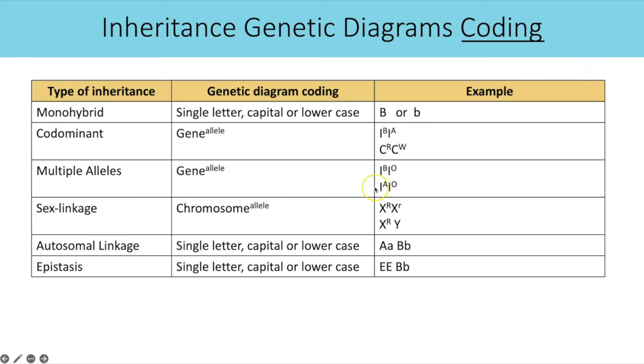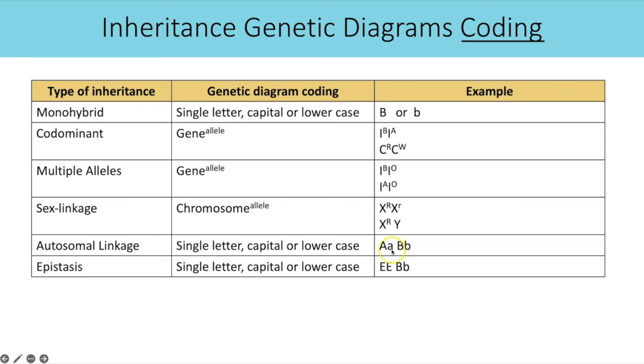We have to do the same thing in multiple alleles because you have more than 2 alleles for a gene. Therefore, we can't just do capital and lowercase with the same letter. So that's why here we can see we've got the base letter for the gene and we've got the 3 possible alleles for blood groups shown there. Sex linkage, we do the base letter showing the chromosome and then the allele goes superscript. And you don't get the sex-linked genes on the Y chromosome. So you never have an allele written next to the Y. You only have an allele written next to the X.